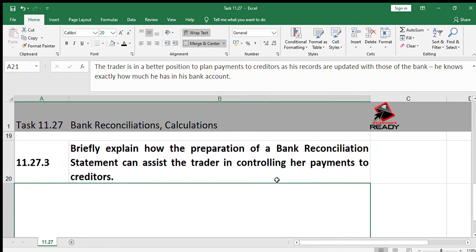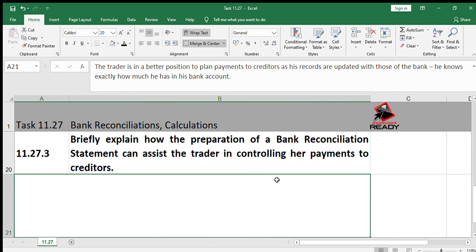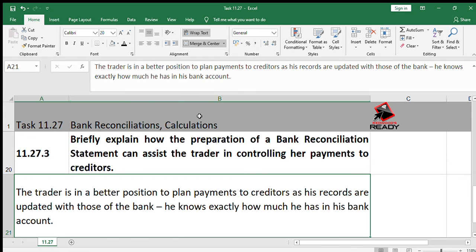Then briefly explain how the preparation of a bank record can assist the trader in controlling her payments to her creditors. She's in a better position to plan payments to creditors as the records are updated with those of the bank. She knows exactly how much she has in her bank account.